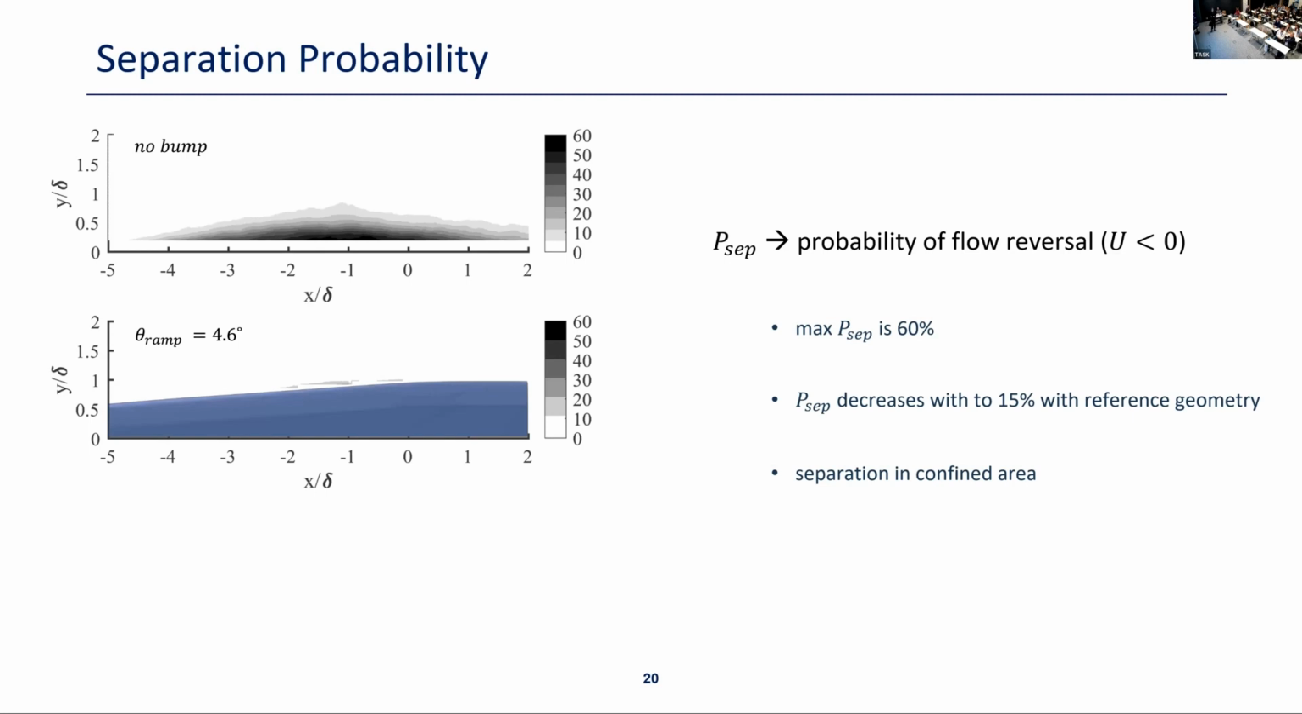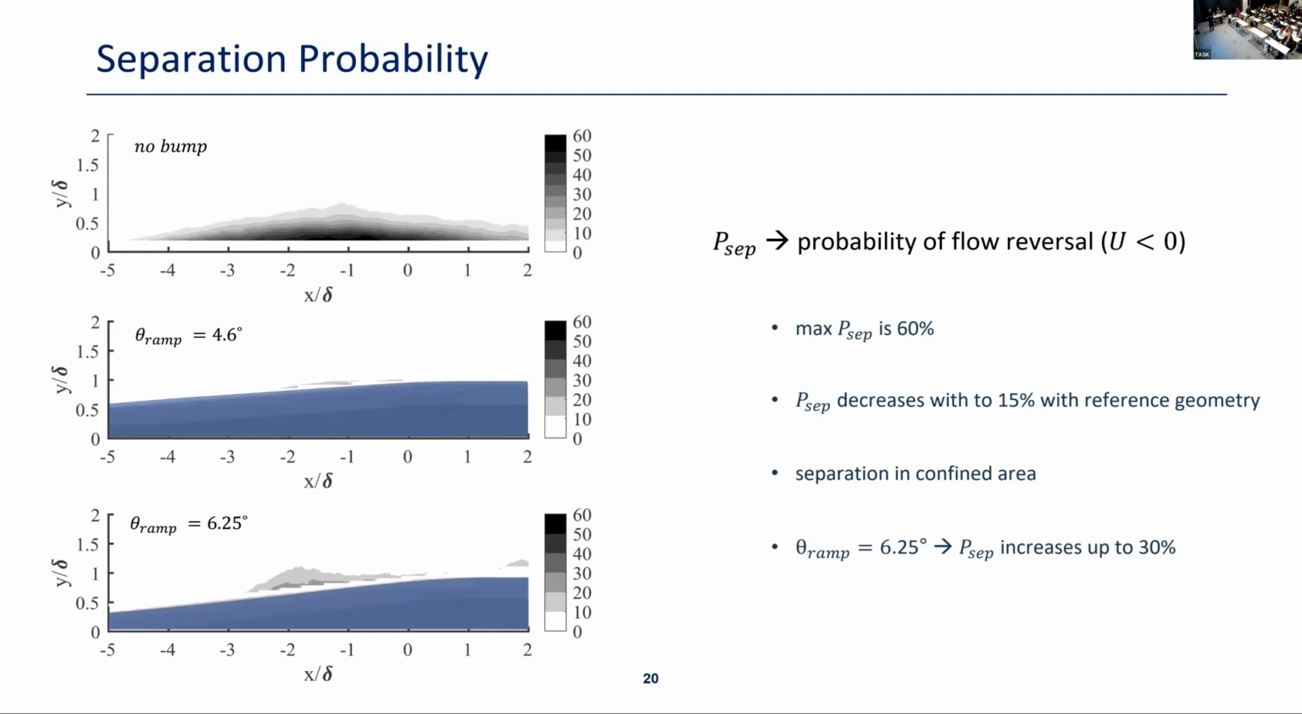When we move to the bump cases, this maximum probability is reduced very much. In the best case, I don't know if you can see, above this slice of the bump there is a little flow reversal probability. It's around 15% of the time that the flow reverses in that area. So it is very much reduced and confined to a small area, from 60% of the time to 15% of the time.